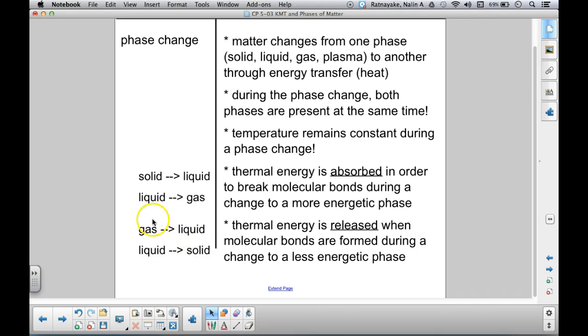Liquid is less energetic than gas. Solid is less energetic than liquid. And we kind of know this already from our study of kinetic molecular theory, that in a cooler object, the molecules are not moving as fast. So this should kind of make sense.